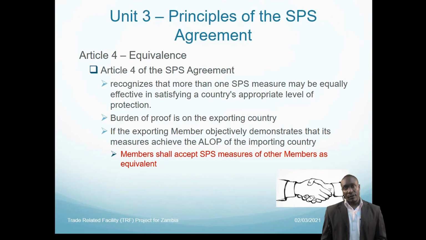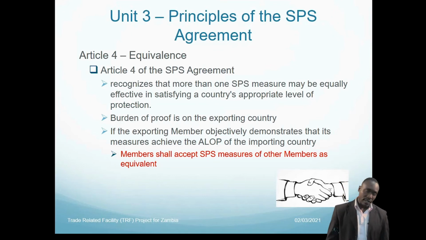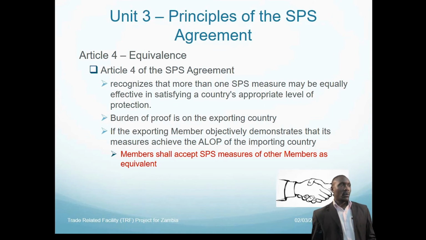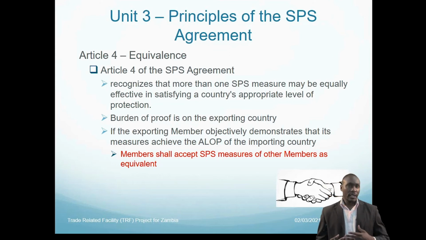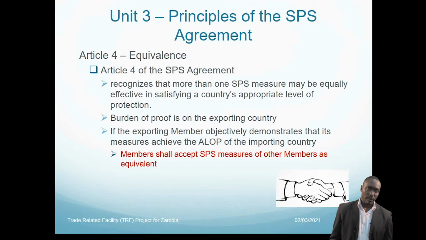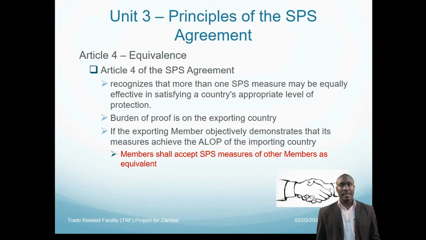The burden of proof for equivalence is on the exporting country. The exporting country has to demonstrate that, for example, Zambia now is a FMD free zone, the foot and mouth disease free zone. So once you have done that documentation, then you send it over, maybe, for example, to Botswana, who want to import your meat products or even your meat. Now, Botswana has to check if your documentation has demonstrated that the measures that you have put in place are adequate.